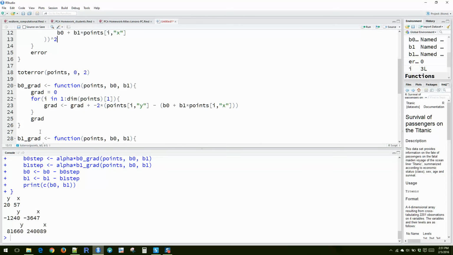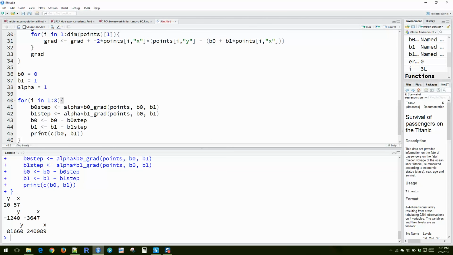So let me figure this out. But okay, I'll make the fixes and we'll finish this on Monday, and we'll continue on talking about gradient descent in this context here.